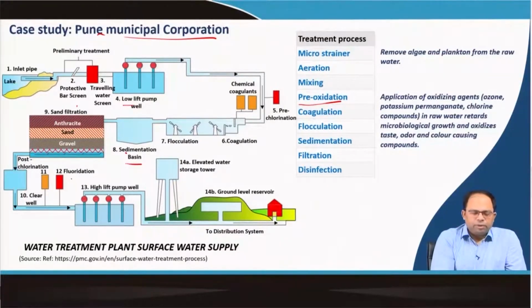In addition to that, fluoridation is done, and then from the clean water chamber, using high lift pumps, it is sent to the elevated water storage tower, from where it is sent to the different zones where water is supplied.